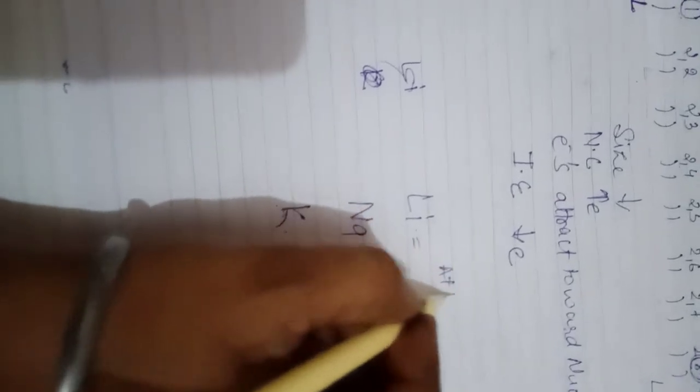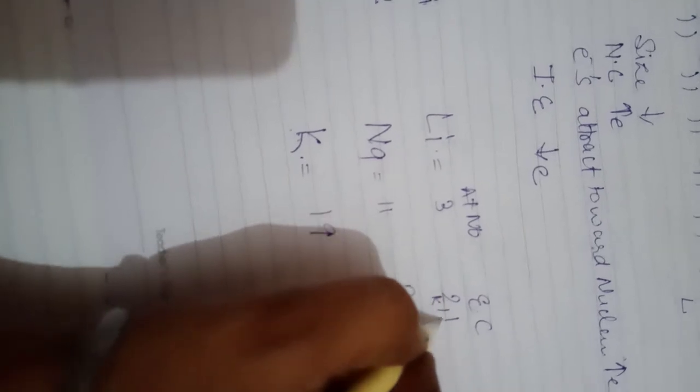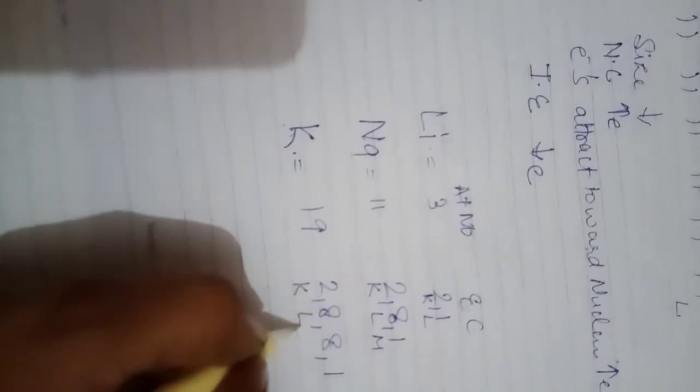So when we say lithium, its atomic number is 3, sodium 11 and potassium is 19. Now the electronic configuration is 2,1 for lithium, 2,8,1 for sodium, and for potassium 2,8,8,1. Now what are the numbers of shells? We have K and L shells for lithium, then for sodium K, L and M shells, and for potassium we have K, L, M and N shells.